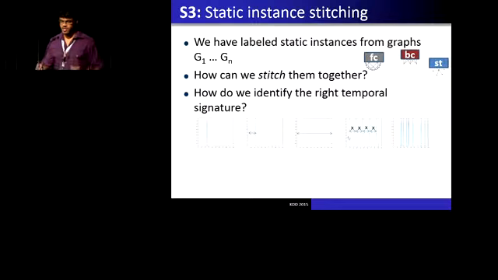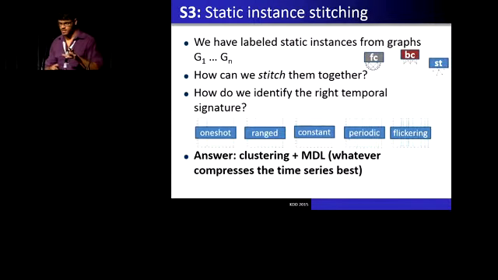Okay, so given that we have these labeled instances from the graphs, how can we actually stitch them together? And when I say stitch, I mean basically group them over time. And moreover, how do we identify the right temporal structure? How do we know that if a clique appears in a number of time steps, if it's recurring with some kind of periodicity, some frequency, or if it's just occurring over a span of time, and so on and so forth. So the answer is that for the stitching component, we'll cluster them together using a nice little formulation, which I'll explain in a little bit. And to identify the right temporal structure, we can once again use MDL to identify the temporal signature or structure which encodes the pattern of recurrence best.